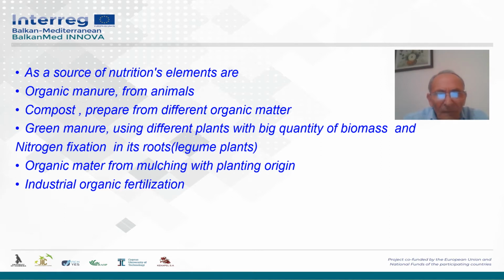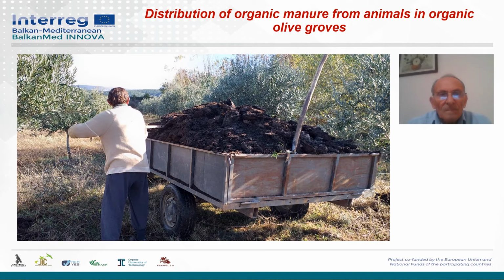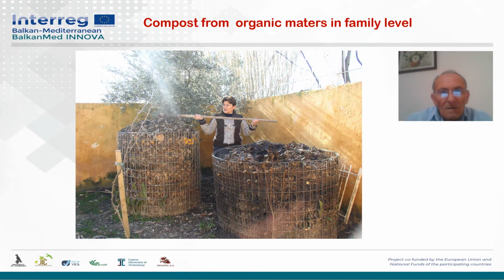Organic matter from mulching with plant origin, industrial organic fertilizer allowed in organic agriculture. We see here distribution of organic manure from animals in organic olive groves. Preparation of compost from organic matter at family level.